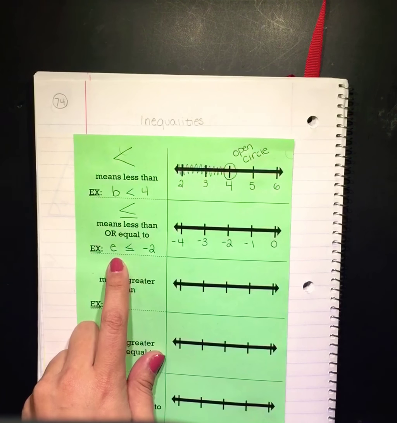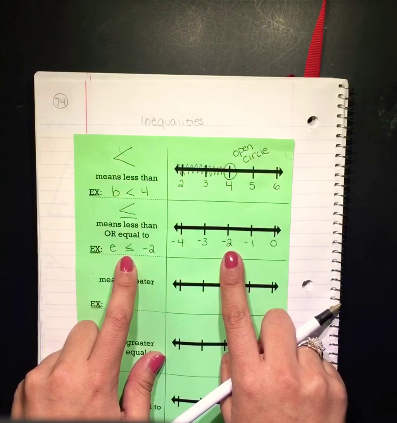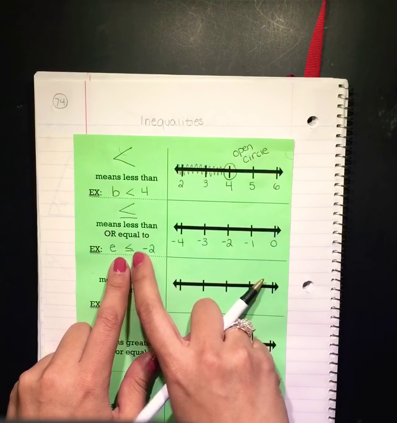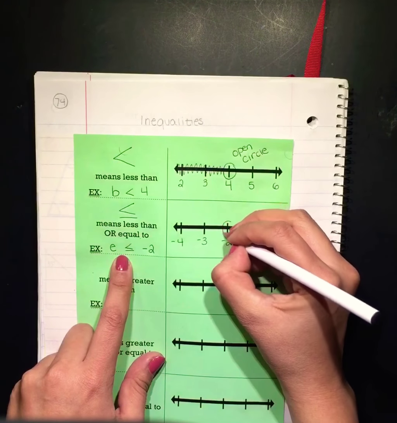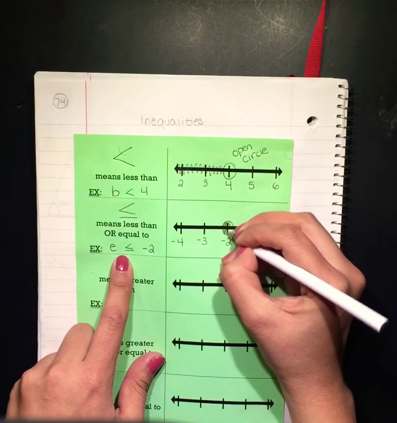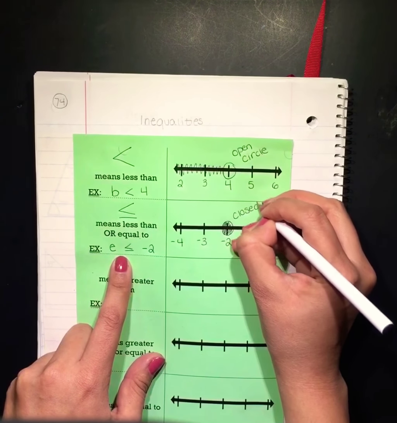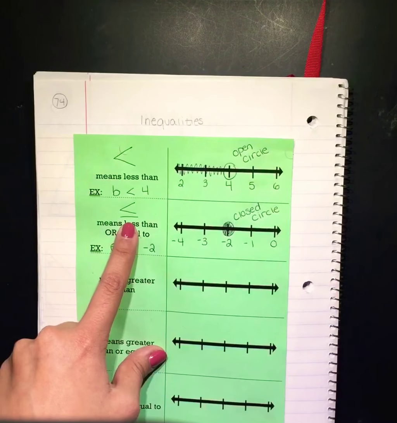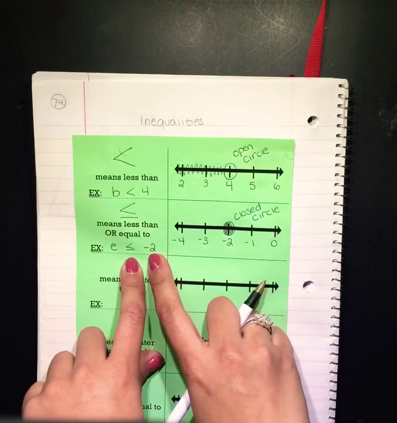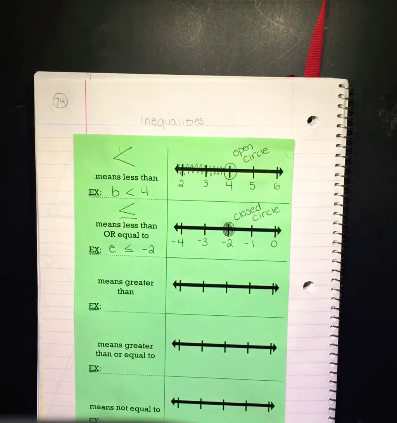Now, it says E is less than or equal to. Can it be equal to -2? Yes. It says E is less than or equal to. O puede ser igual. So what kind of circle? Good. And this is called a closed circle. So cuando tiene esta línea, quiere decir que sí puede ser igual a ese número, so sí va a estar colorado. Whenever it has that line, it means they're equal to, so we're going to have a closed circle.